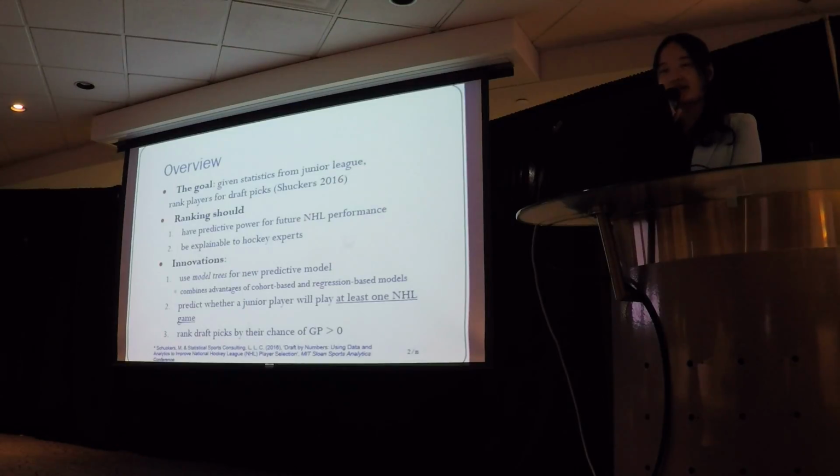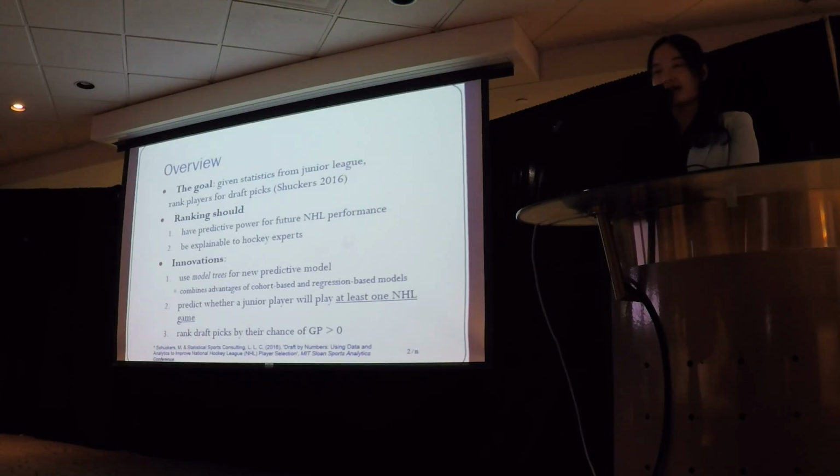It's important for every team, especially the team manager, to draft prospects to build a successful NHL team. So we decided to rank players for the draft picks based on the pre-draft stats from the Major Junior League, similar to the work of Dr. Schuckers in 2016, Draft by Numbers. We believe the ranking should be interpretable for every hockey expert, like why he should be drafted and where his strength points are. Also, we believe the ranking should be predictive for a player's future performance in the NHL.